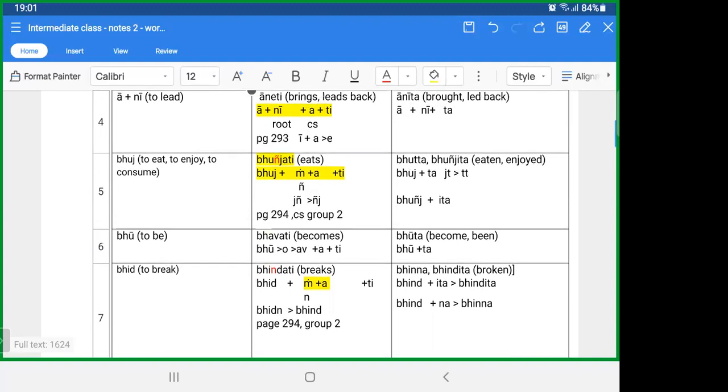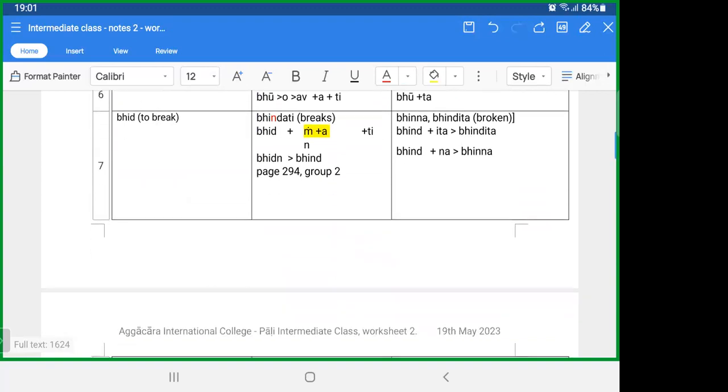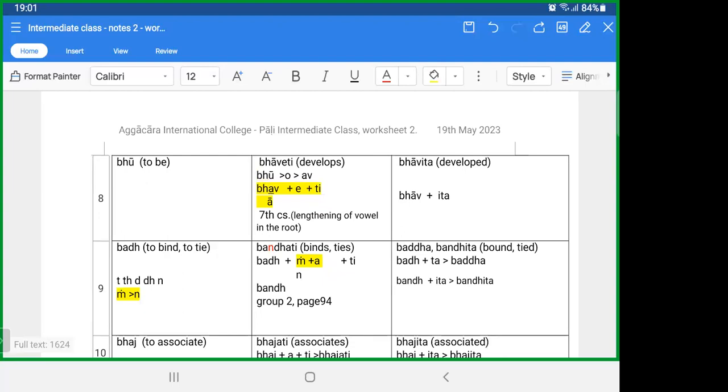The Bhaveti 7 conjugation, but we can't find it in our PME. Just now you said 294 or 95, right? So if we cannot find this, maybe it's not a 7 conjugation sign. It can be causative, you know.